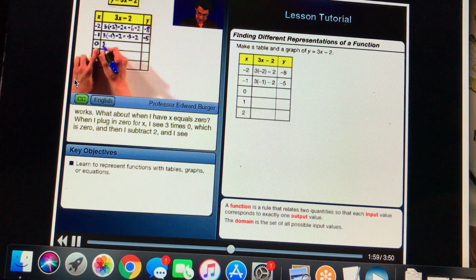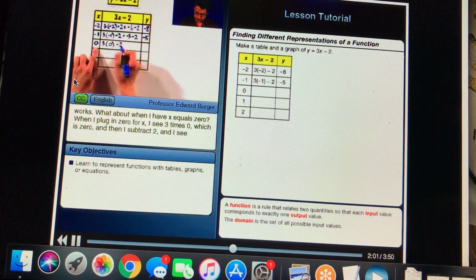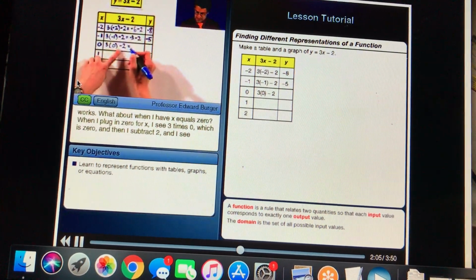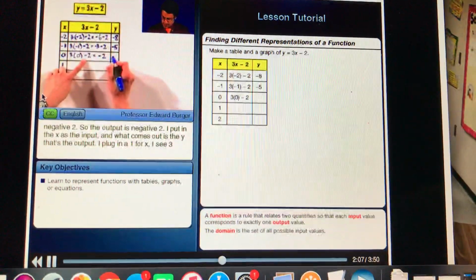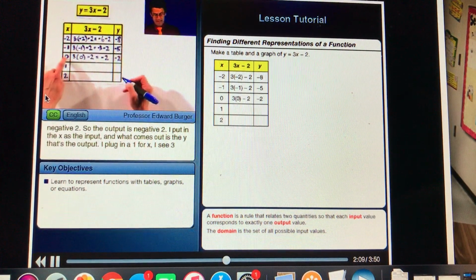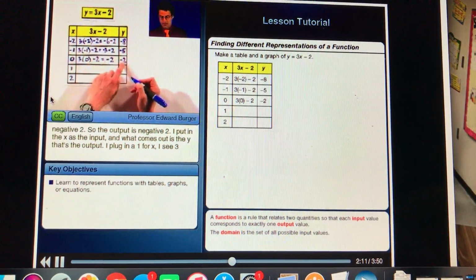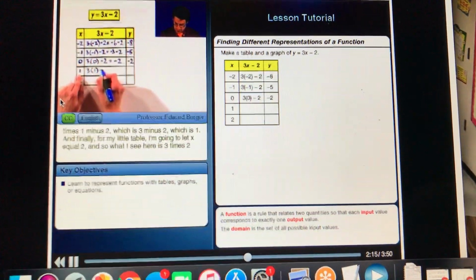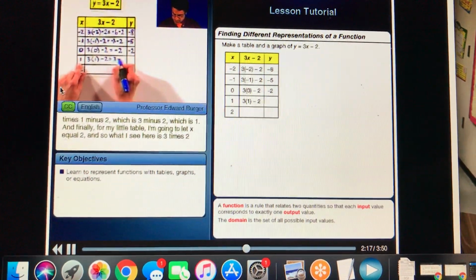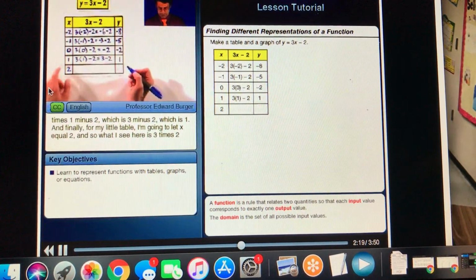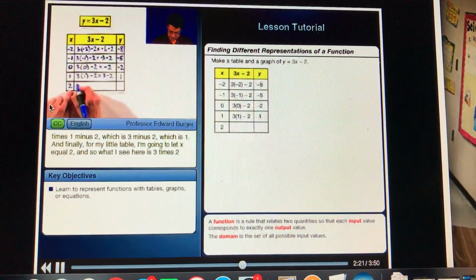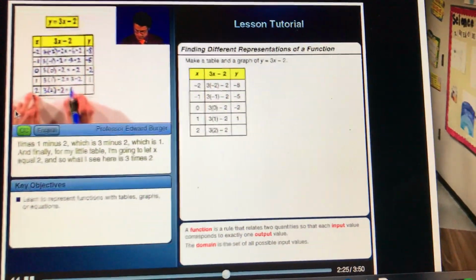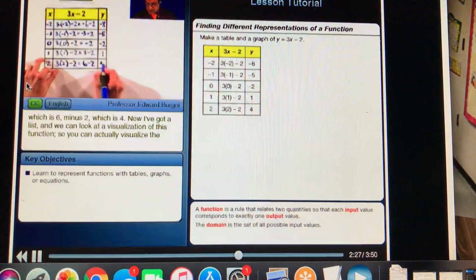What about when I have x equals 0? When I plug in 0 for x, I see 3 times 0, which is 0, and then I subtract off 2, and I see negative 2. So the output is negative 2. I put the x as the input, and what comes out is the y. That's the output. If I plug in a 1 for x, I see 3 times 1 minus 2, which is 3 minus 2, which is 1. And finally, for my little table here, I'm going to let x equal 2. And so what I see here is 3 times 2, which is 6, minus 2, which is 4.